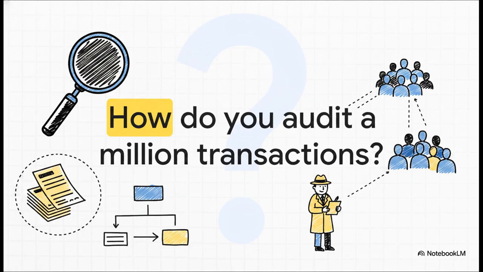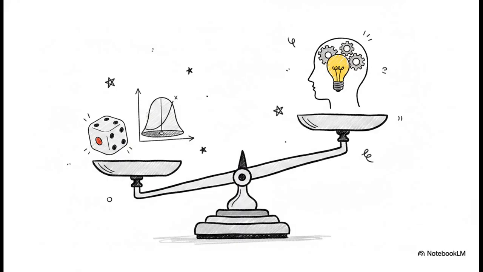Because just like a real detective doesn't have the time to interview every single person in a city, an auditor doesn't have time to review every single invoice. ISA 523 tells us we have to choose our approach. Do we rely on statistical sampling? That's the objective, quantifiable math that uses strict probability theory to measure our risk.